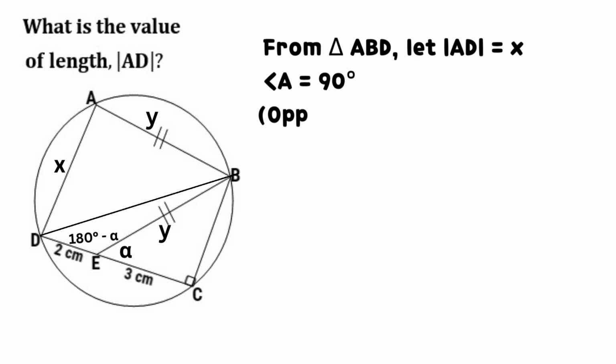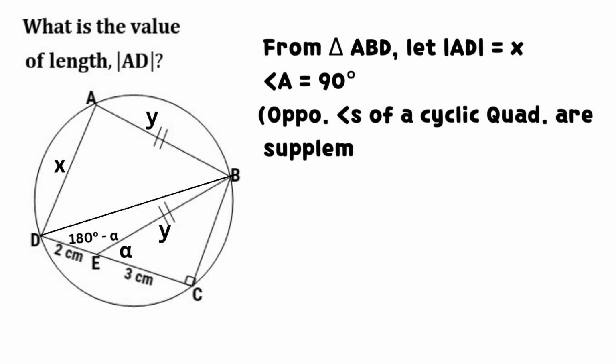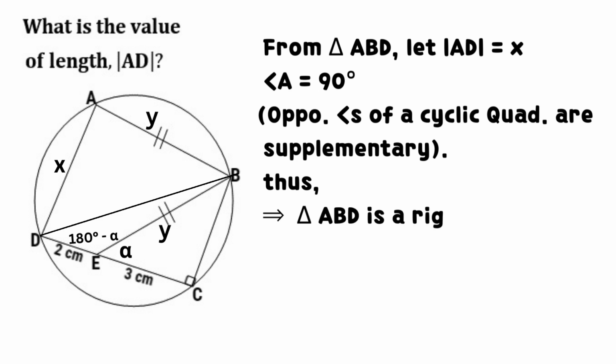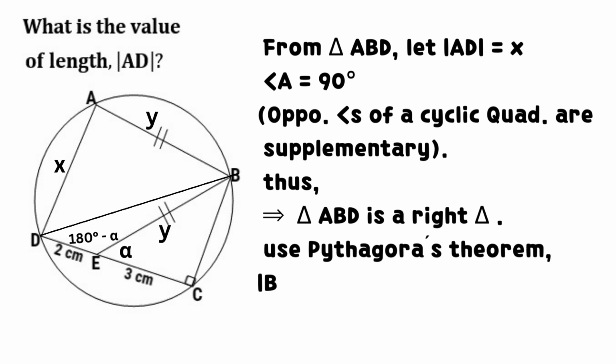From triangle ABD, let line AD equal x. Angle A equals 90 degrees. It is because the opposite angles of a cyclic quadrilateral are supplementary. Thus, triangle ABD is a right triangle. Use Pythagoras theorem. The square of line BD equals the sum of the square of line AB and the square of line AD.